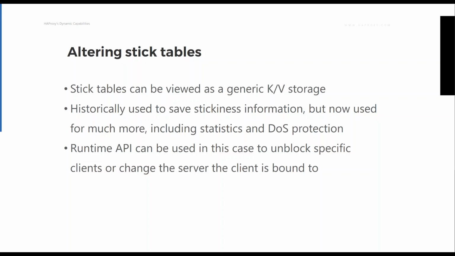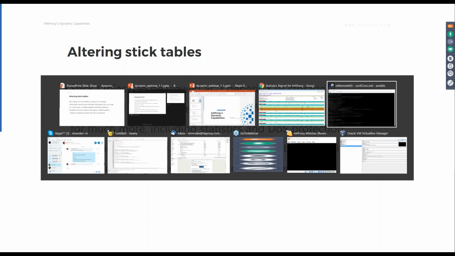And what the Runtime API can be used for is to inspect this, as a lot of tools do, to export the statistics to an external tool for graphing, or they can be used to block or unblock a specific client based on any threshold that you set.